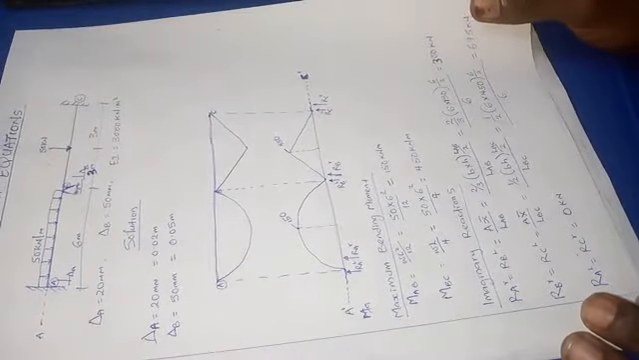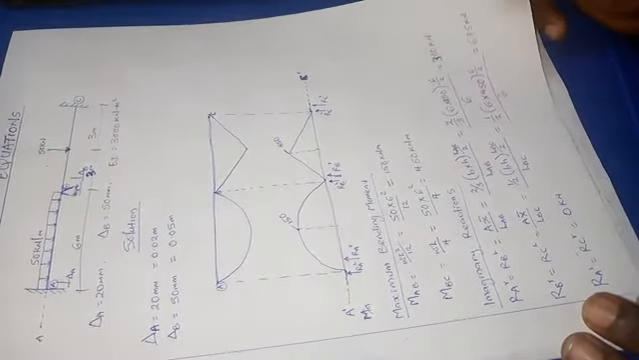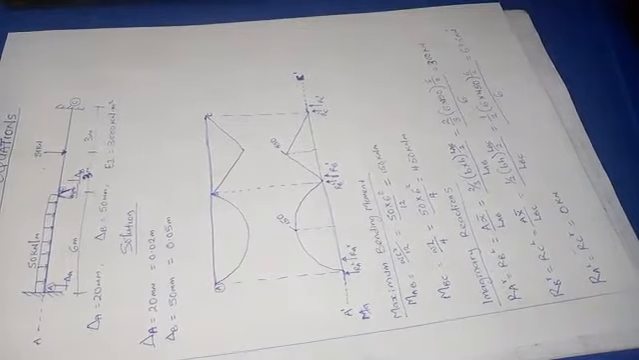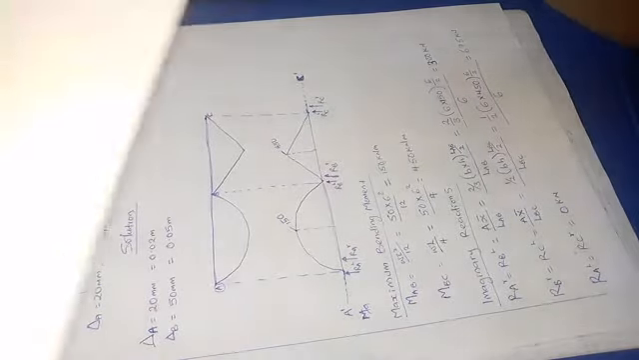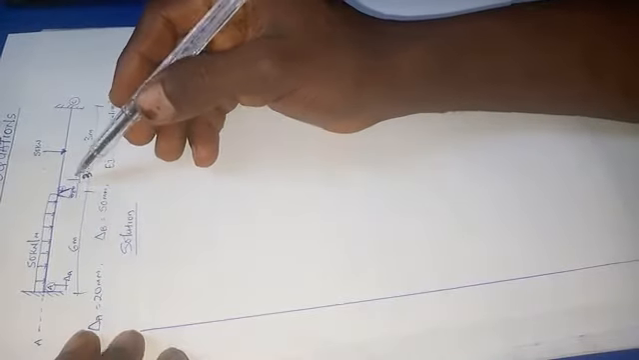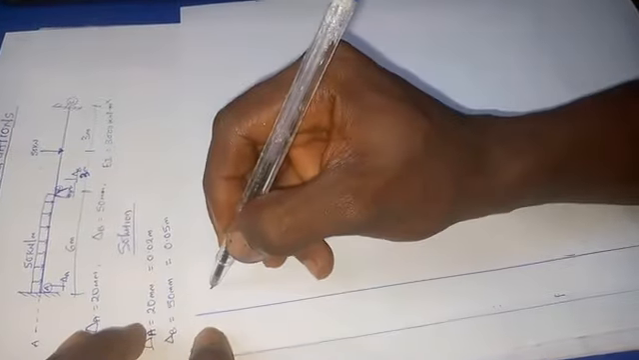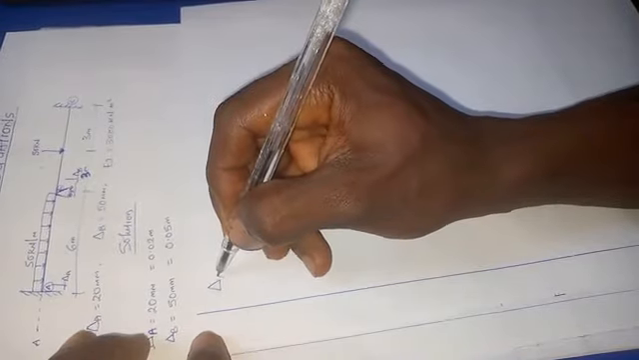So the next thing I have to do after calculating your imaginary reactions is to calculate your settlements. And at this point, I am going to be calculating my settlement at the support that I need. At this point, I have a settlement at A and I have settlement at B. So I am going to be calculating my settlement at A.